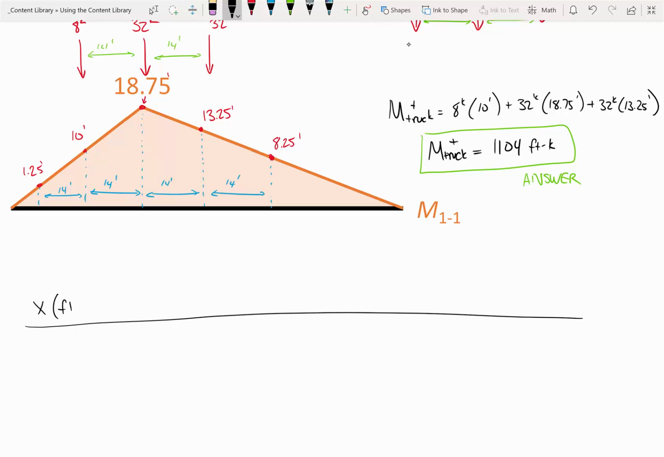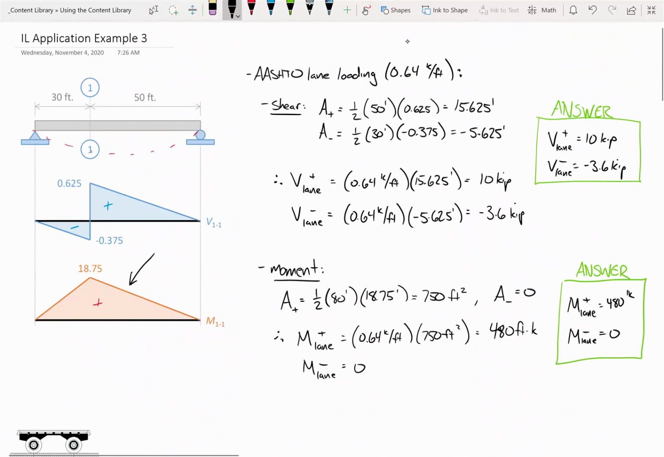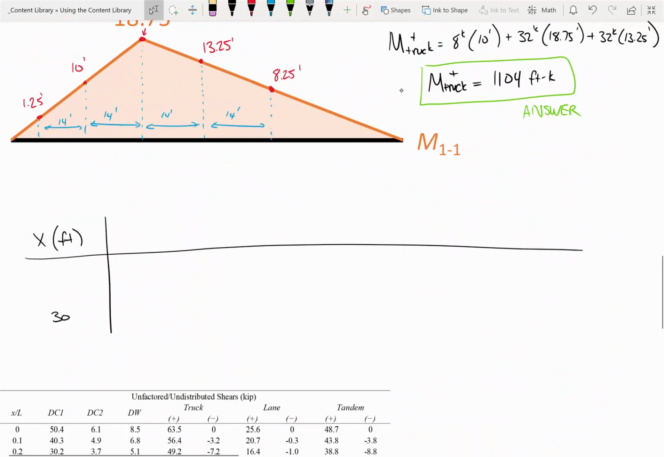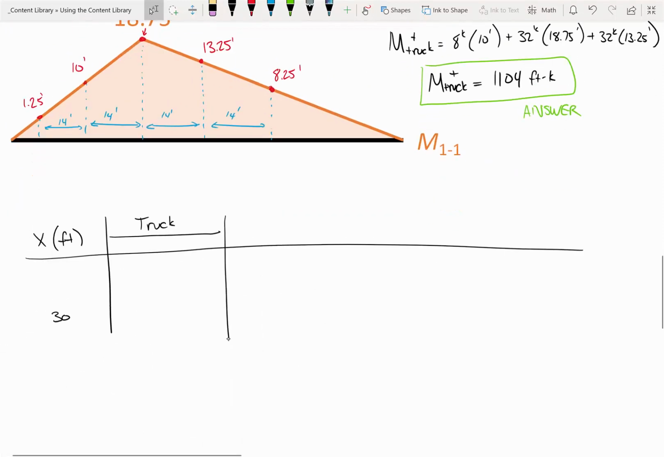Okay. So a way that we might organize this for real world use is we might pick a point on the structure. So we picked like 30 feet. And I'm saying the word 30 feet because if you go up top, it was 30 foot from the support over here on the left. So we'll say X is 30 feet. And so what I might do is I might say, okay, let's list my truck shears, and let me move this down because I don't want to confuse things.